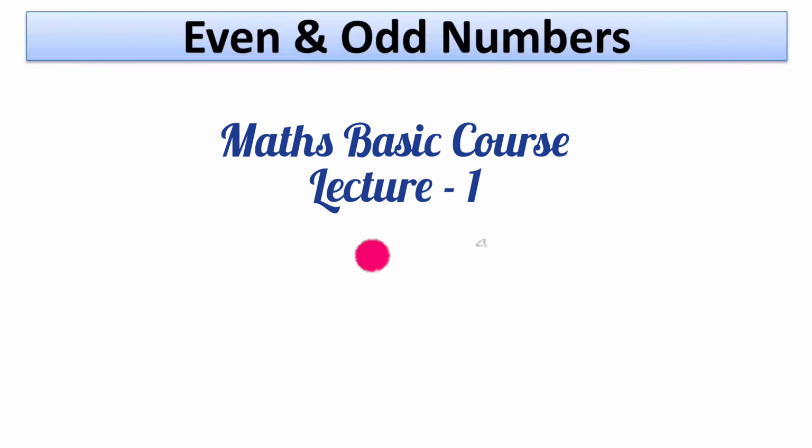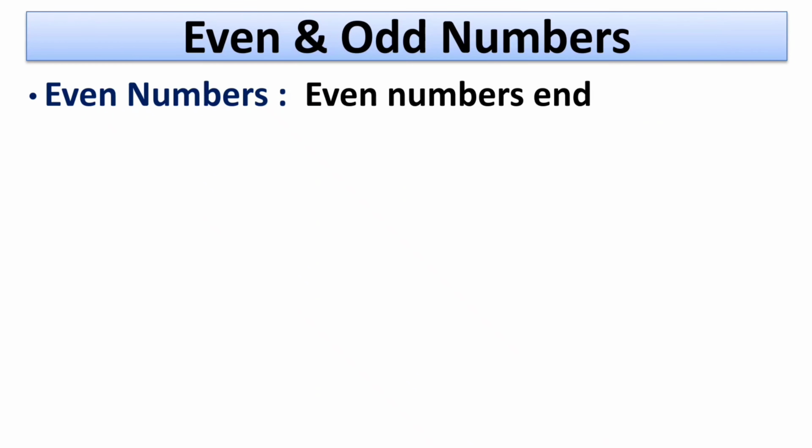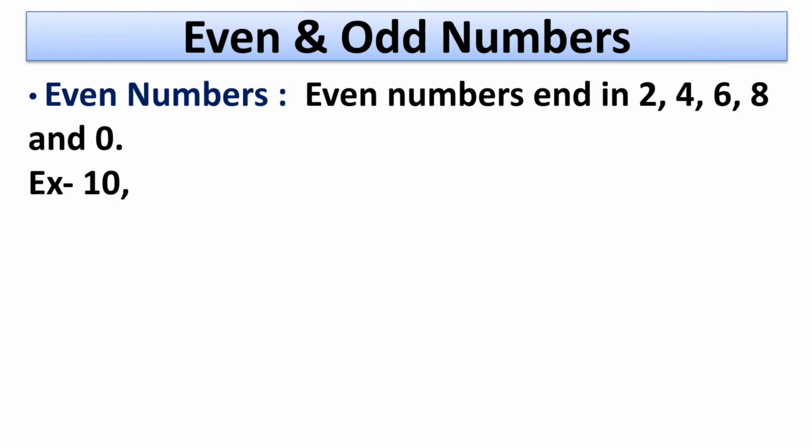Welcome to NJ classes. Our today's topic is what are even and odd numbers. So let's start with even numbers. Even numbers end in 2, 4, 6, 8 and 0. For example, 10 is an even number as it ends in 0.